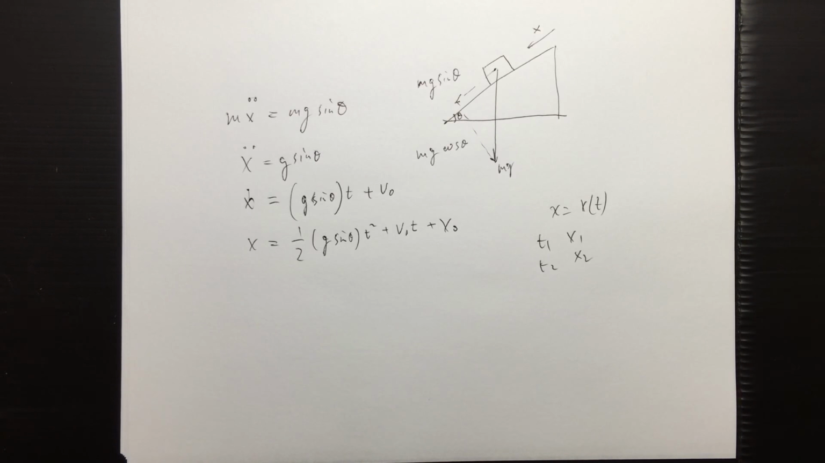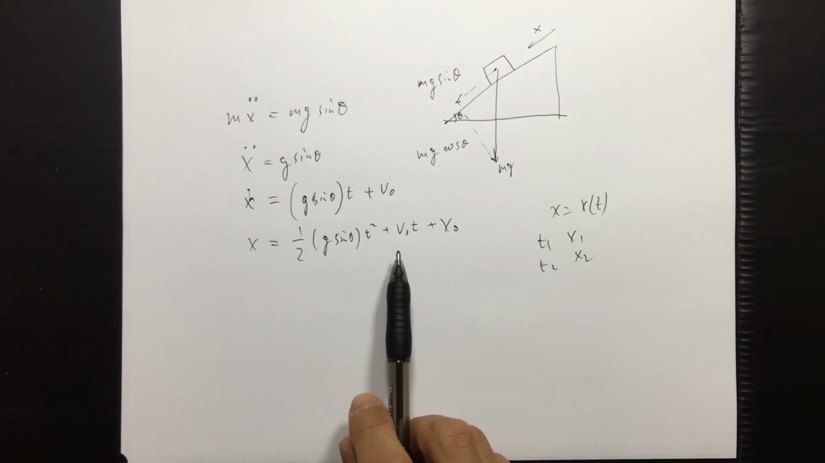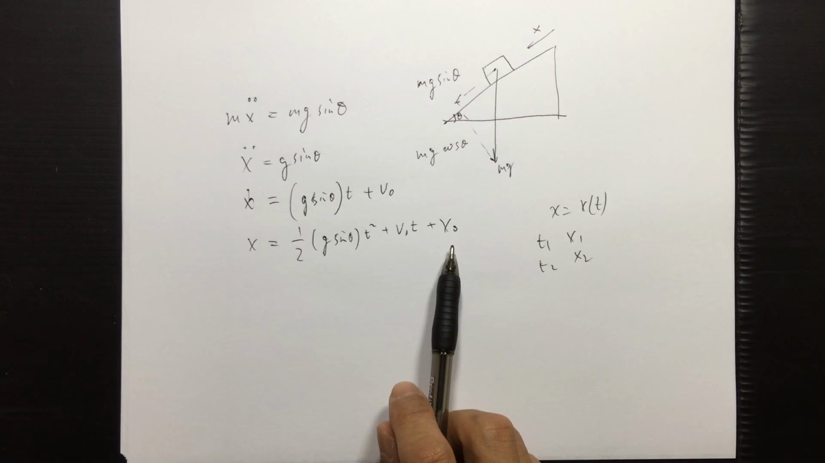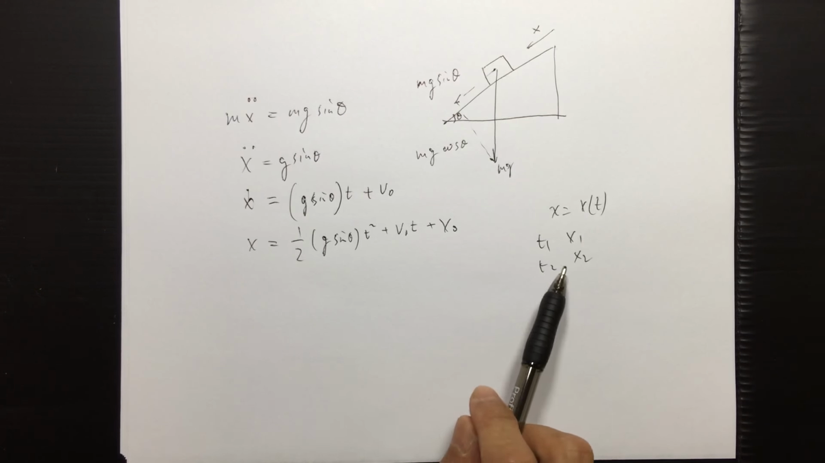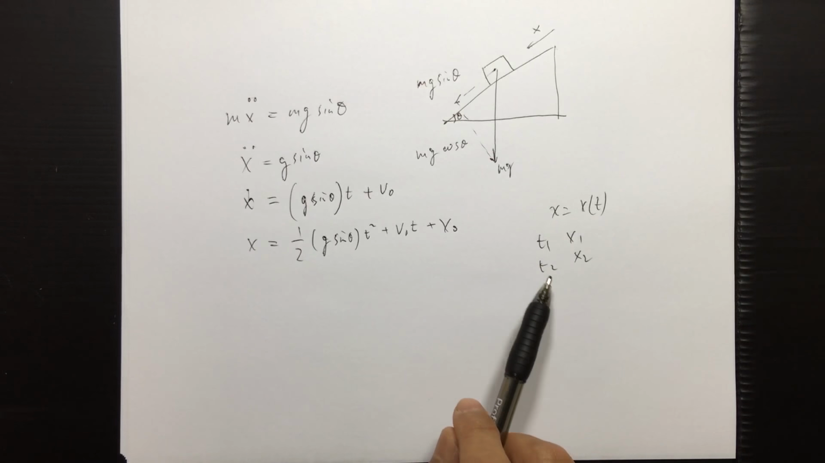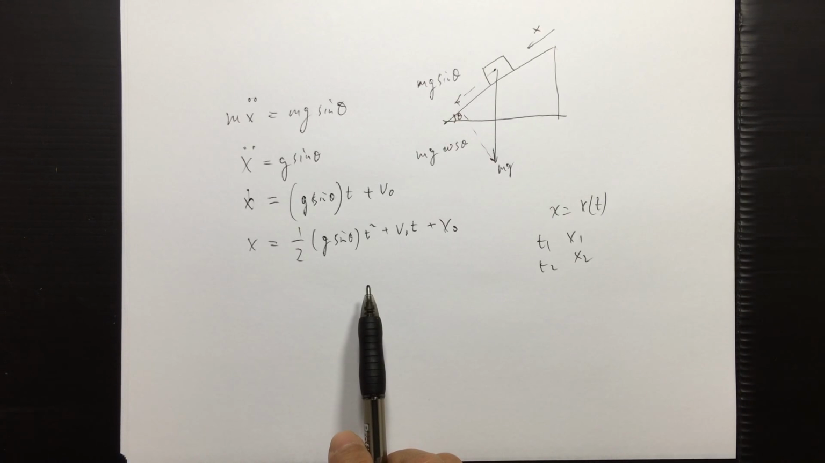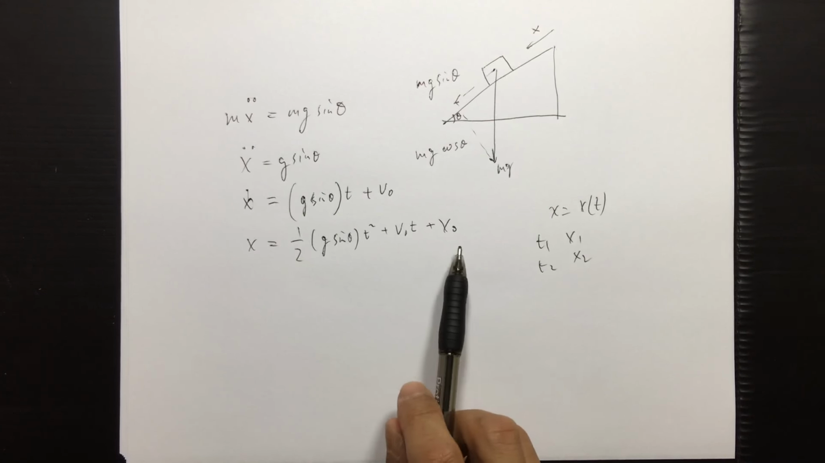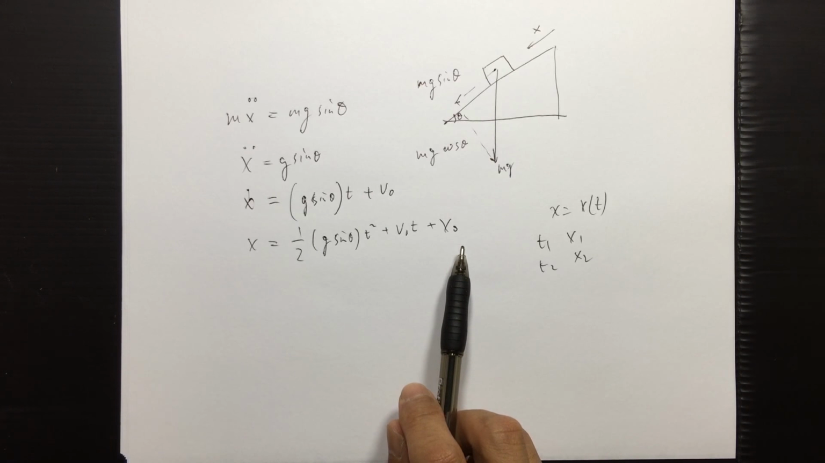It's easy, right? This is the equation. You don't know v0, x0, but you put these values in. You have two equations, and you solve for two unknowns. Yeah, this is doable.